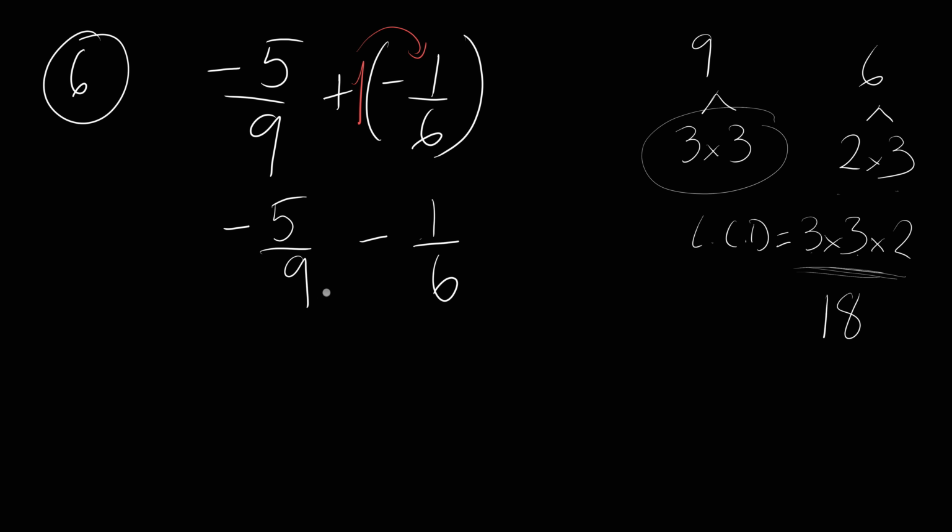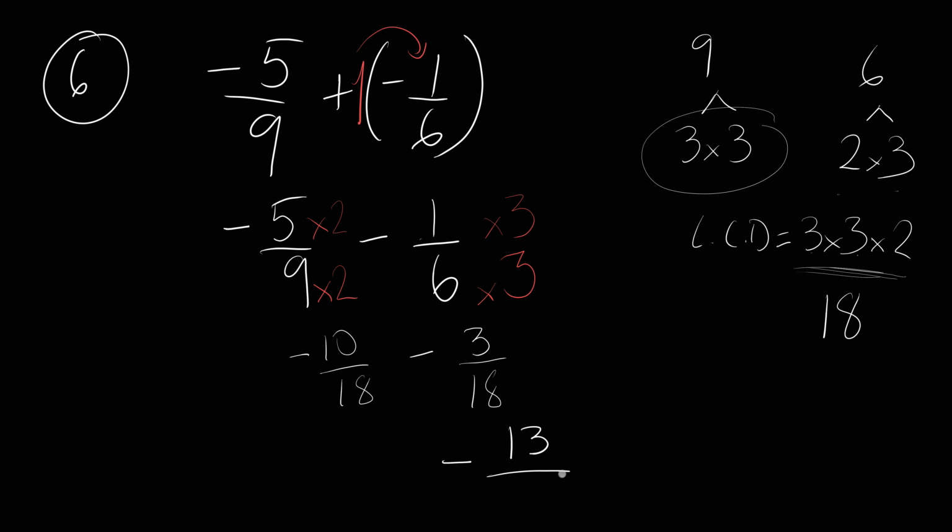So this 9 I should multiply times 2 top and bottom. And here I should multiply times 3 top and bottom. So I will get negative 10 over 18 minus 3 over 18. So negative 10 minus 3 is going to be negative 13 over 18 because they have the same denominator. So that should be your final answer.